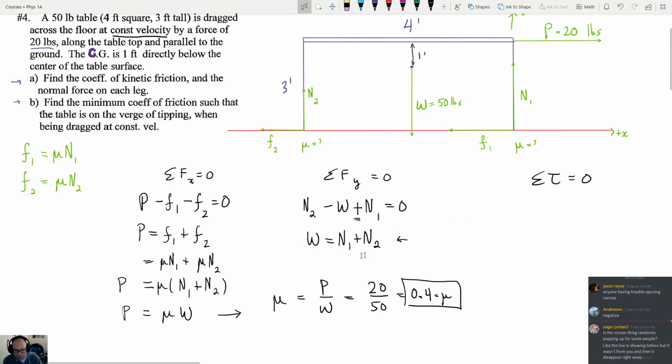But we would like to find what the value of the normal force on each leg is. And while we were able to find the coefficient of kinetic friction just with these two equations, we can't use these two equations to find the normal force. So we need another equation. We need the torque equation. So let's go ahead and write that down.